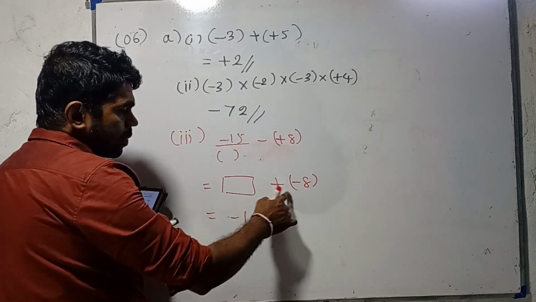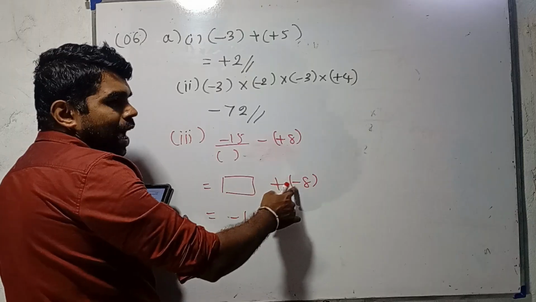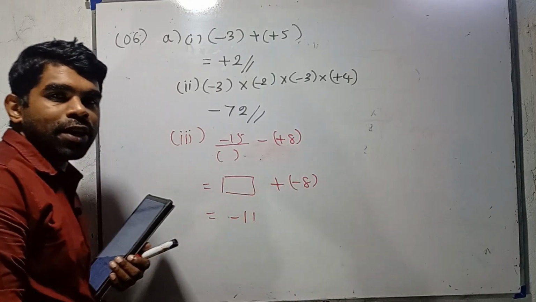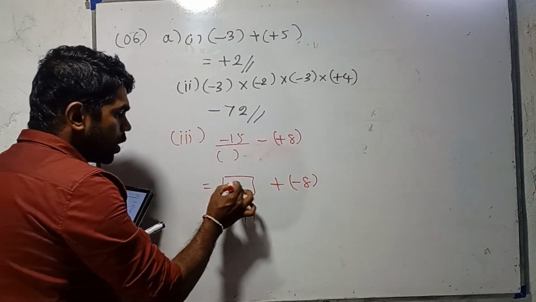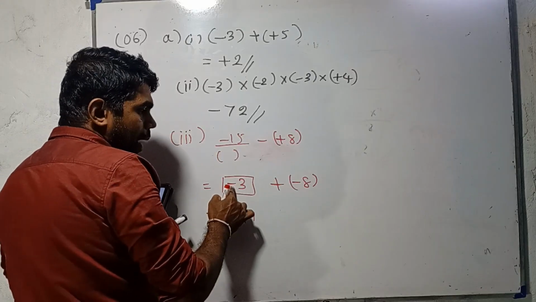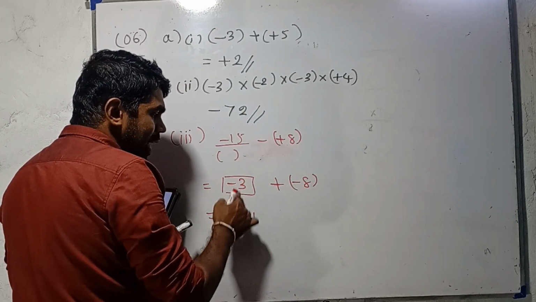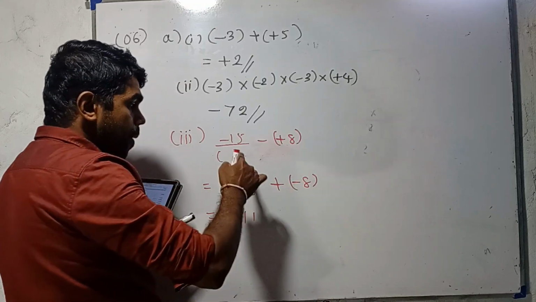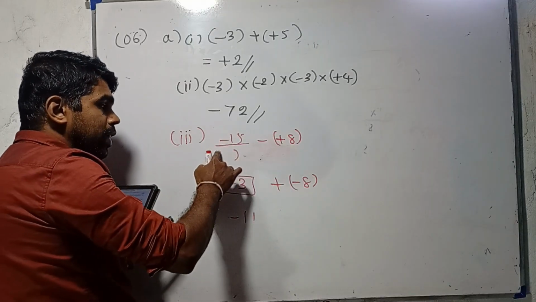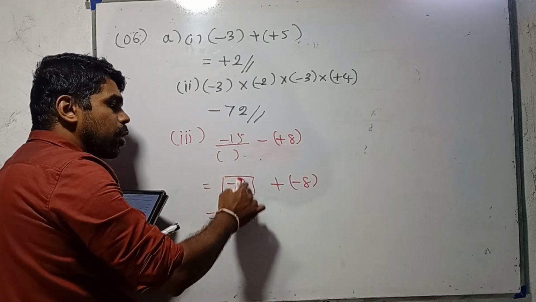When adding, if there are same marks, we put the given mark and we can add. Therefore, this one should be minus 3. Minus 3 minus 8, we have to add. There are same marks, so we put minus, and 3 plus 8 is 11. And we have to fill this blank such that we can obtain minus 3.